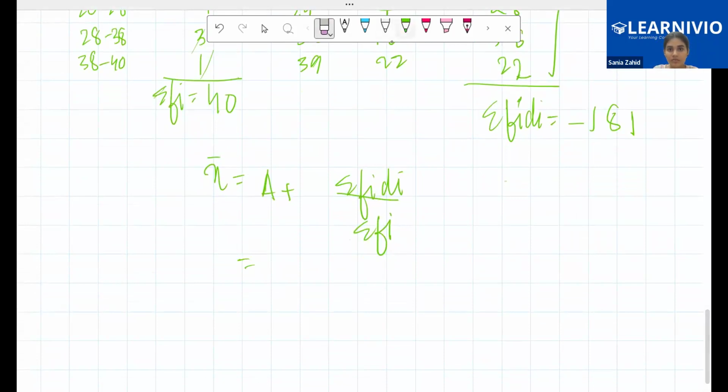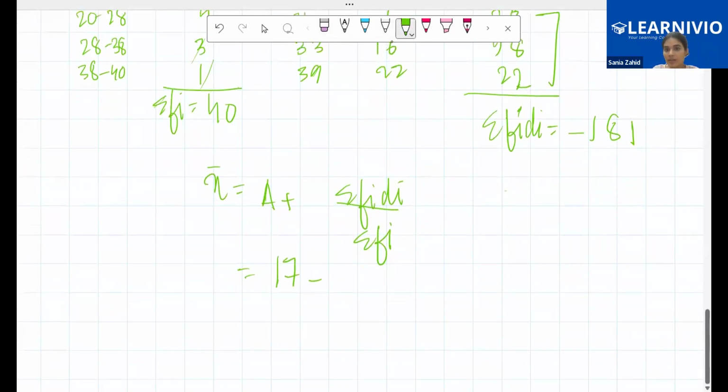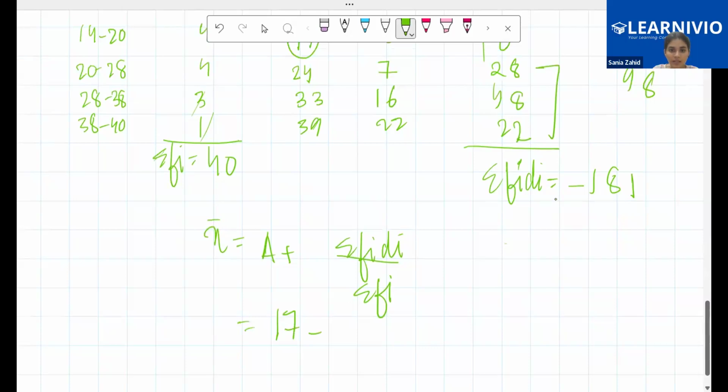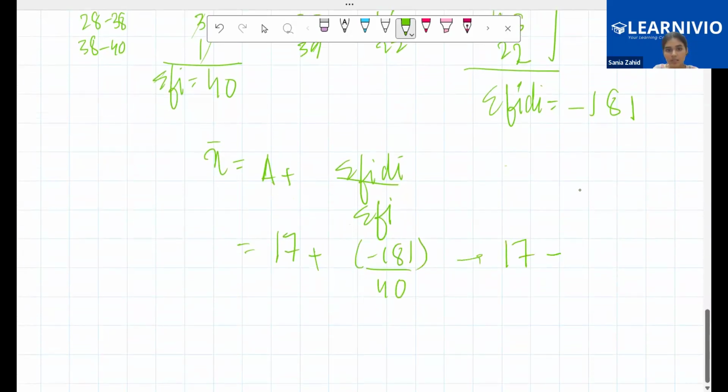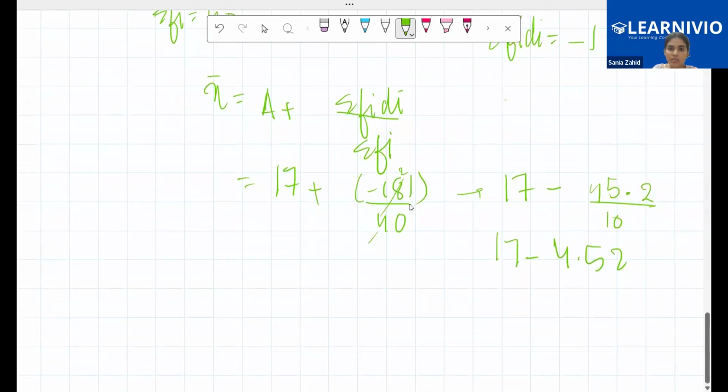17 minus sigma fi di. What is sigma fi di? 181 by 40. Right. Your answer is 17 minus 4.52 approximately. So 17 minus 4.52 you have to, and then you will get your answer. 12.5 approximately is your answer.